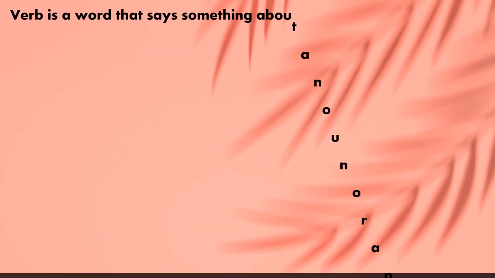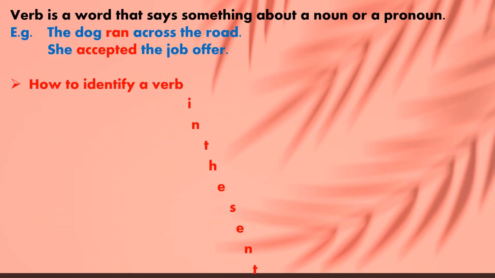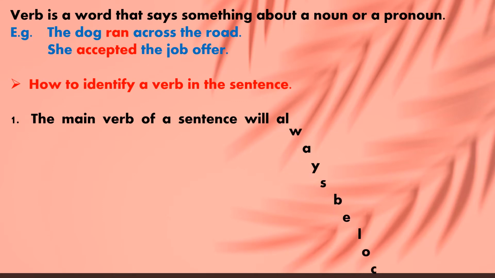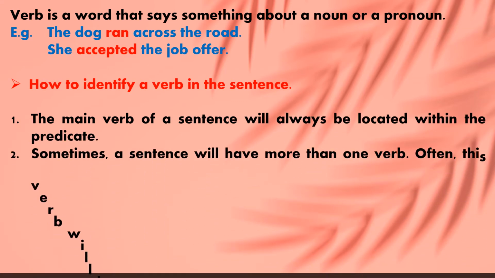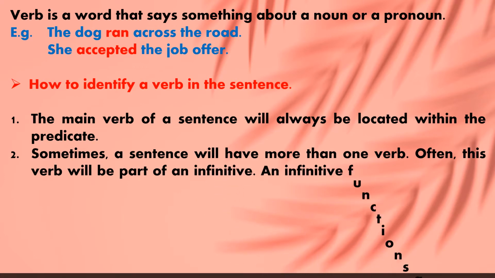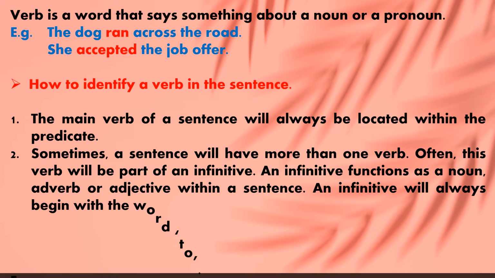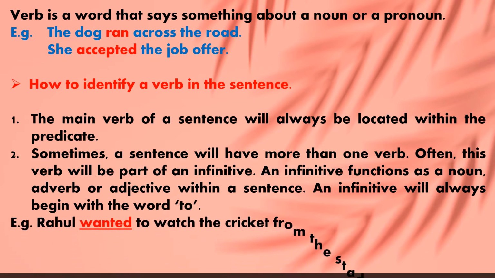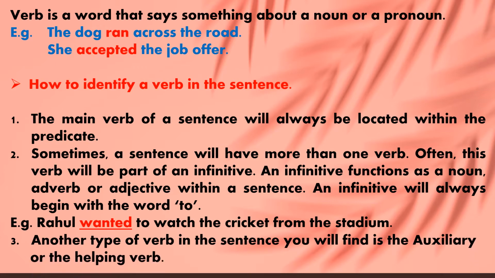Let us understand what is a verb. A verb is a word that says something about a noun or a pronoun. Example, the dog ran across the road. She accepted the job offer. Now here, what the dog was doing, children? Running. So the word ran is the verb. She accepted the job. What she did? She accepted. So the word accepted is the verb.